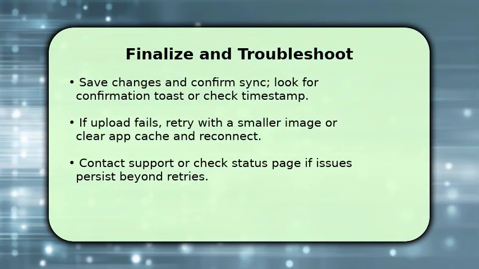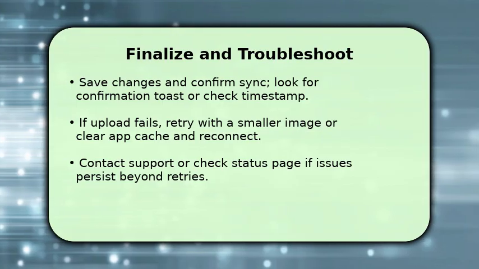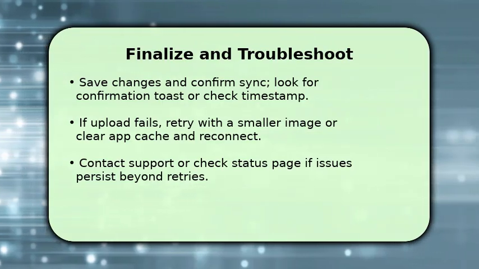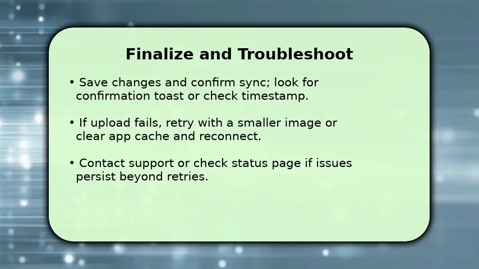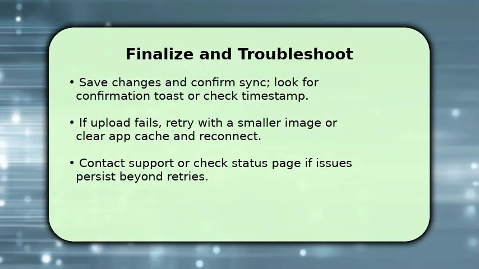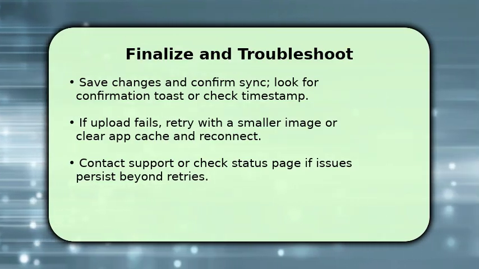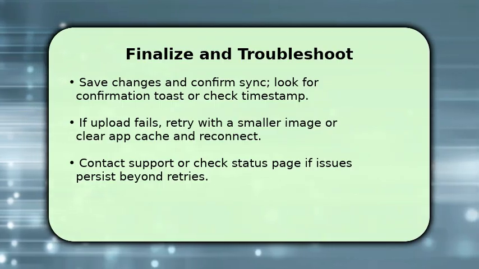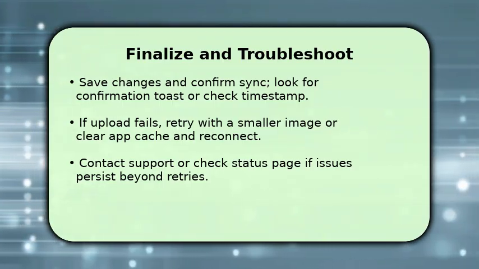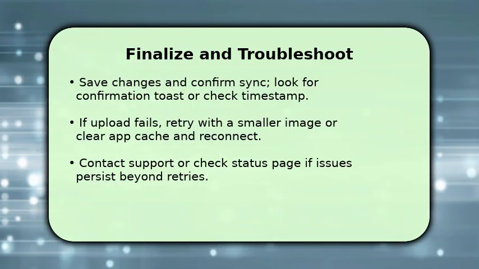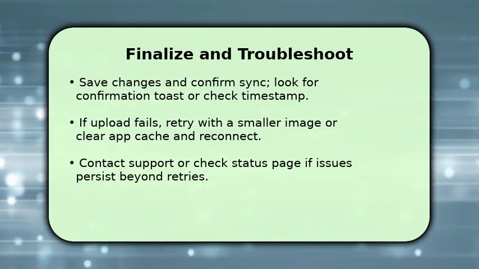If the photo or data doesn't update, retry once with a smaller image and then clear the app cache or toggle your network connection. These steps resolve most sync glitches. If problems continue, document error messages and contact support through the in-app help or status page. That gives you evidence and speeds resolution while you wait.